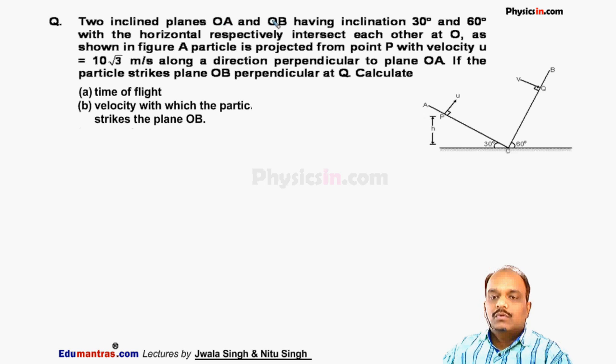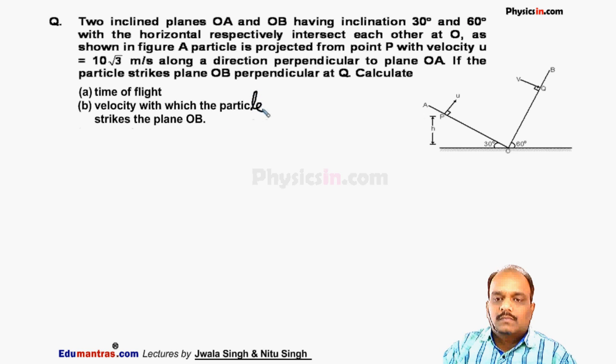Two inclined planes OA and OB having an inclination 30 degree and 60 degree with the horizontal respectively intersect each other at O, as shown in this figure. A particle is projected from point P with speed u, 10 root 3 meter per second, along a direction perpendicular to plane OA. If the particle strikes the other plane OB perpendicularly at Q, calculate the time of flight and the velocity with which the particle strikes the plane OB.